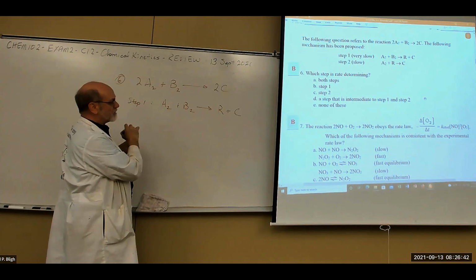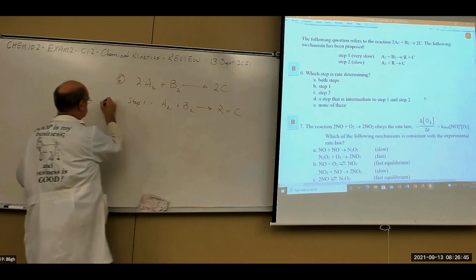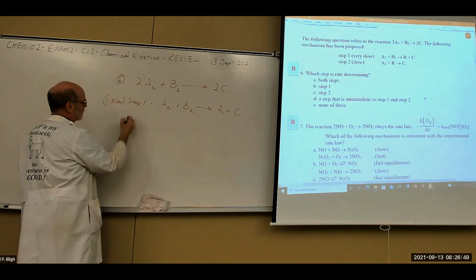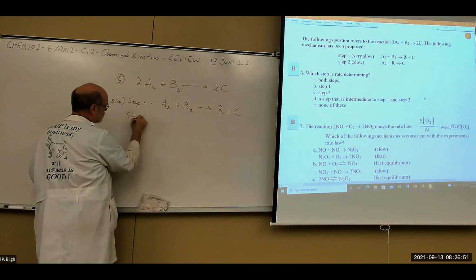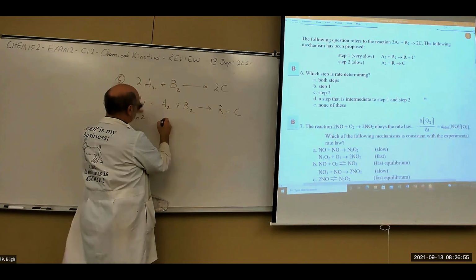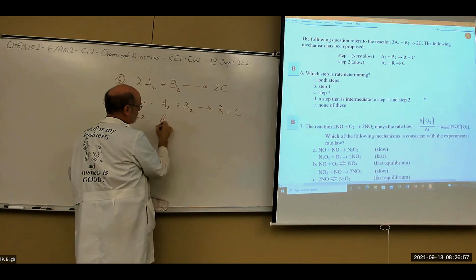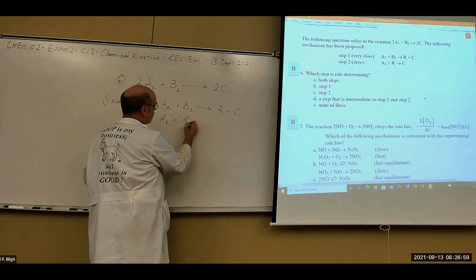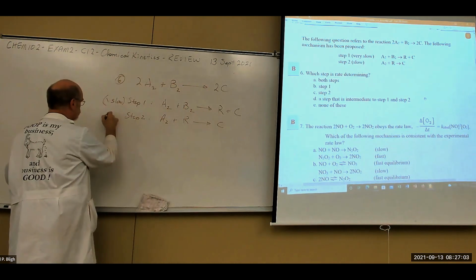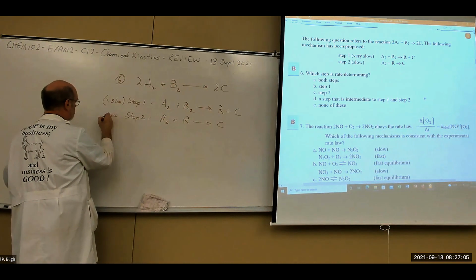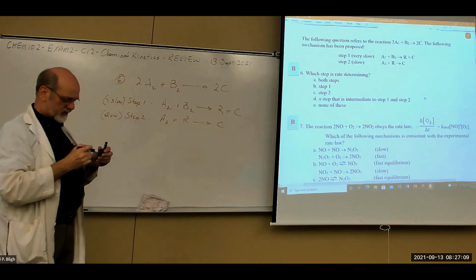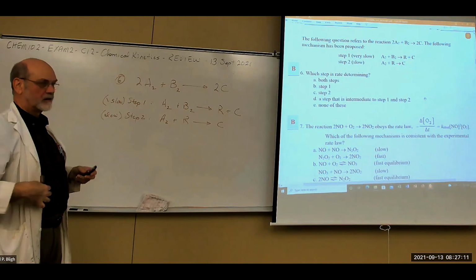And this one is very slow. Very slow rate. And in the second step, we're going to take another one of these and combine it with the R and make the other C. And this one is just slow. Okay? Which step is rate determining?